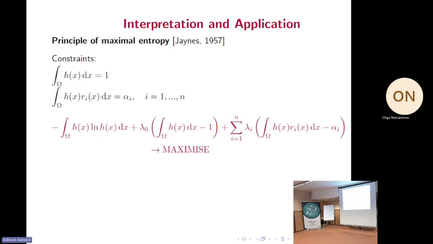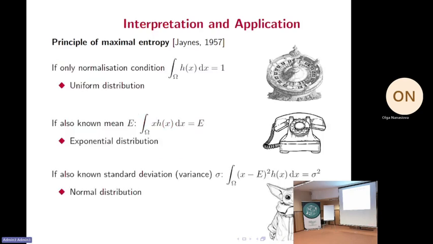But okay, and as a result, we want to maximize this formula and obtain the proper distribution function describing the closed system. So for example, if we only have normalization condition, we get uniform distribution. So for example, when spinning a roulette, we don't know which number will be the best to choose, but all of them have the same probability to appear. If we know not only normalization condition, but also expected value, mean, then we get exponential distribution. And if we also have additional information about the standard deviation, we get a normal distribution.